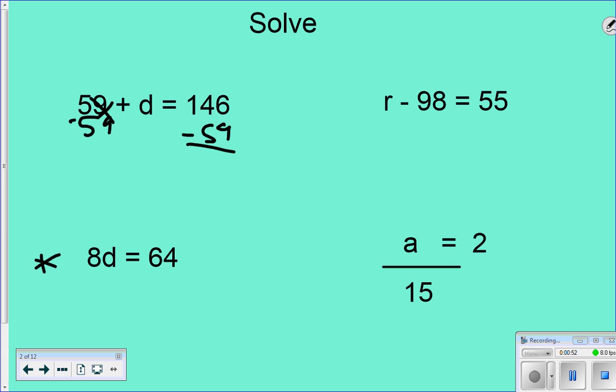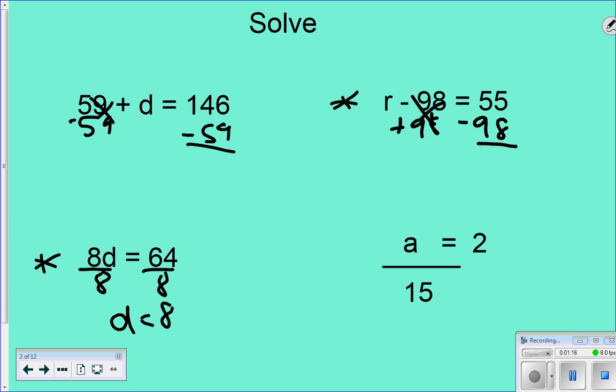What about this one down here? What would you do to solve this one? Connor? Yep. And then you get d equals 8. That's an easy one. What about this one over here? Well, if I'm minusing 98 in the problem, I got to add 98 to cancel it out, right? So we're going to add 98 to cancel. And then r would equal whatever that is. What about this one down here? I would have to multiply. I'm going to multiply by 15, multiply by 15. That one's easy. A is 30.